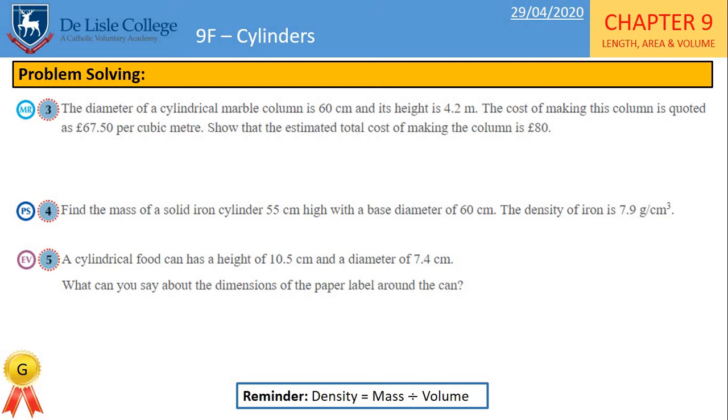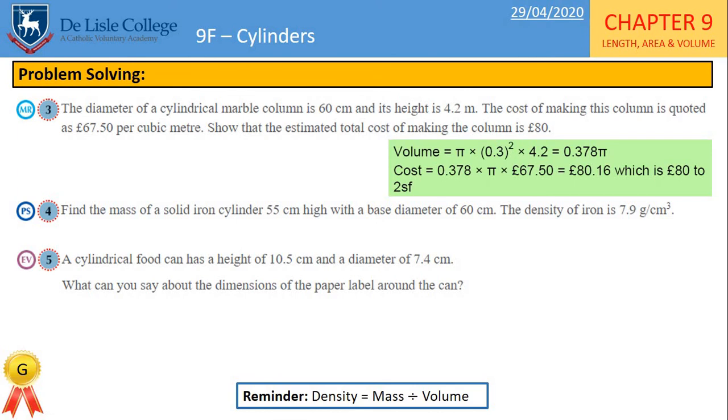Okay, let's mark these. So question 3, the first thing to do is to calculate the volume. So you've got to recognise that this question is looking at volume, not surface area. And then the cost, you were given the cost per cubic metre, and since we've worked out the volume in cubic metres, we're going to do that volume times by the cost, which gives us £80.16, which is close to £80. Question 4, you need to use that reminder at the bottom, and you're going to end up with 1.23 tonnes.